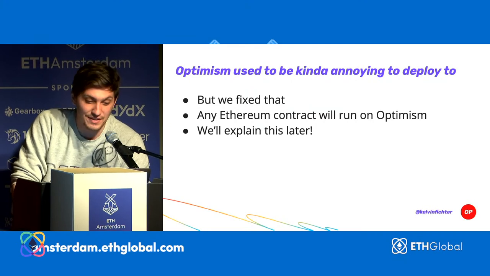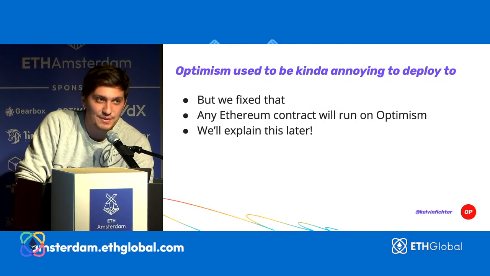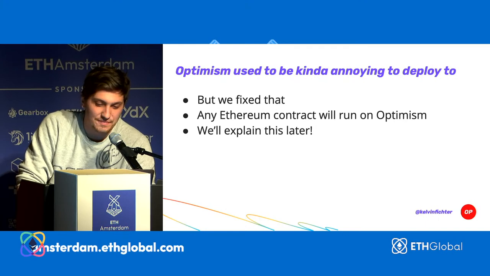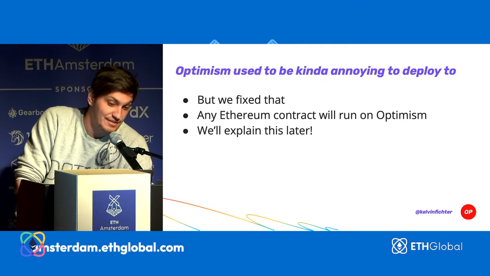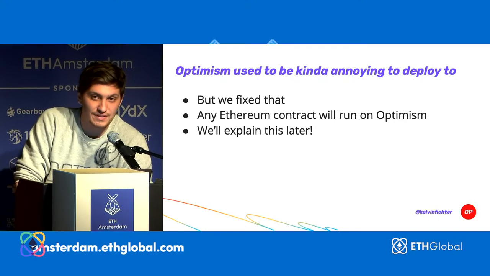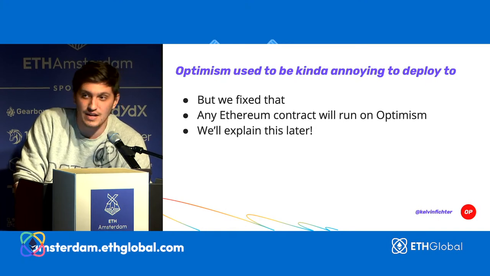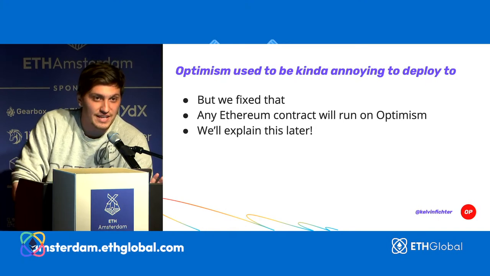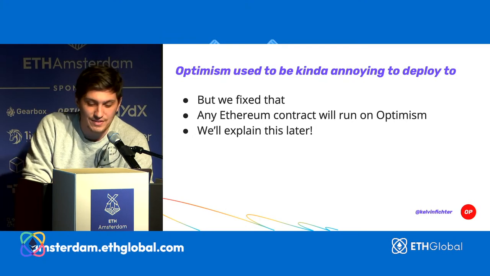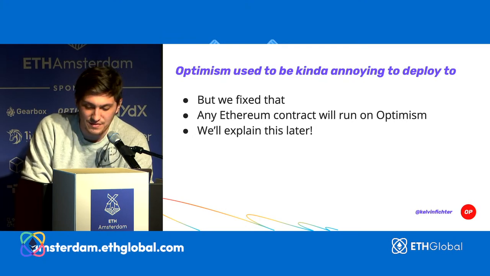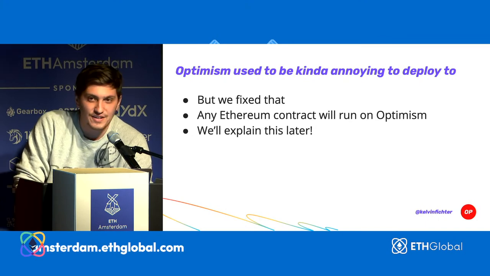So we got rid of it, and I'll talk a little bit about how we got rid of it. But for now, the reality is it's really, really easy to deploy. So anything that runs on Ethereum should run on Optimism. One-to-one, the gas is all the same, the contracts are the same, runs the same bytecode. You can use Solidity, Viper, whatever you want. Works really, really well. And we spent a lot of time trying to make that happen.